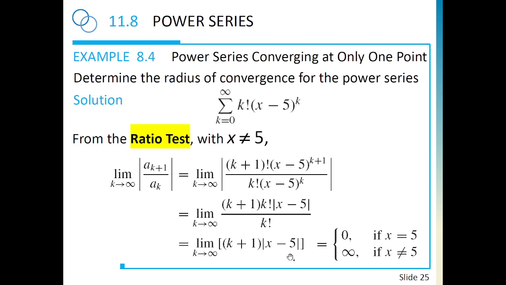If x is different from 5, this value here is different from 0, and this part here is increasing without bound, so the limit does not exist. So we write it this way. When x is different from 5, our series is divergent by the ratio test because the limit is bigger than 1, obviously. In this case, it doesn't even exist. Now, what happens when x is equal 5? Well, when x equal 5, we have 0 here. 0 to power k is 0, right? But we said in the case of k equals 0, we have 0 to power 0, and we will say it's 1.